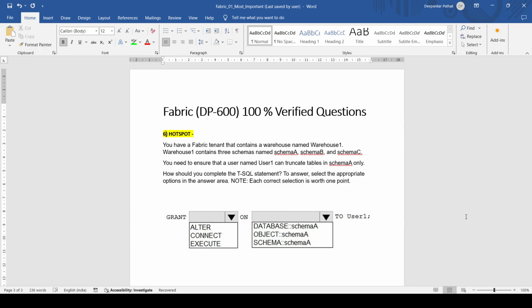Here we are going to discuss the most important question of this examination. There is a high probability that you will get the same question in your examination. So please try to understand the concept of each and every question and don't mug up.